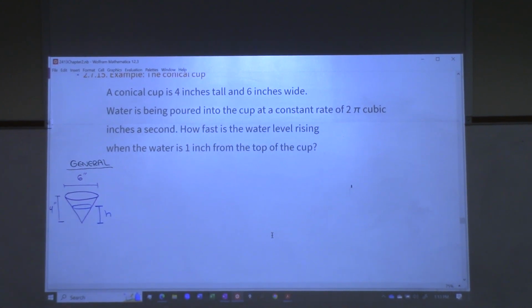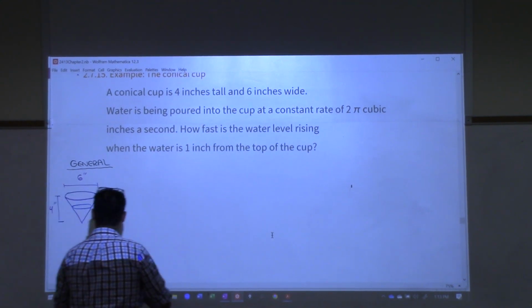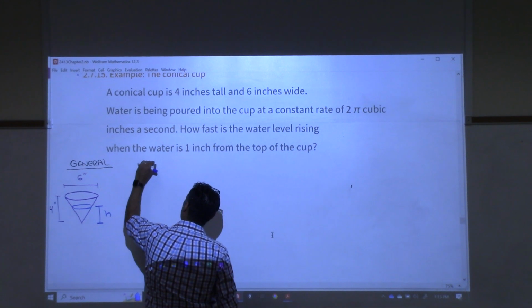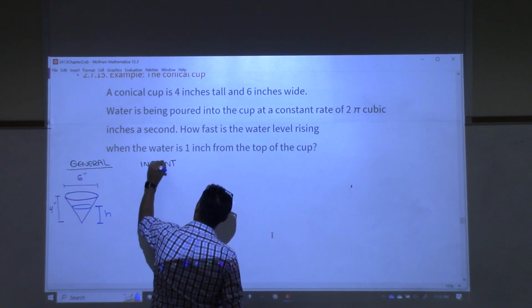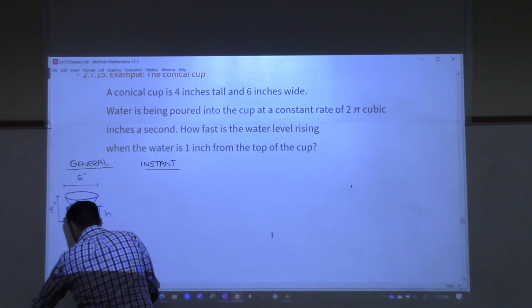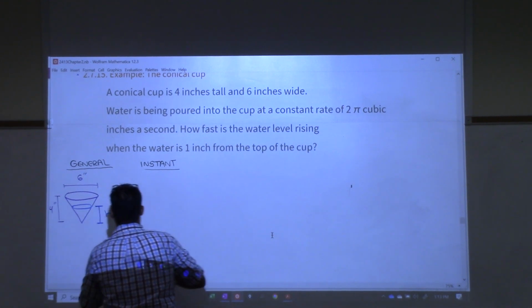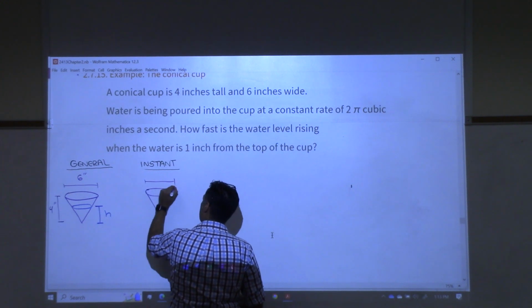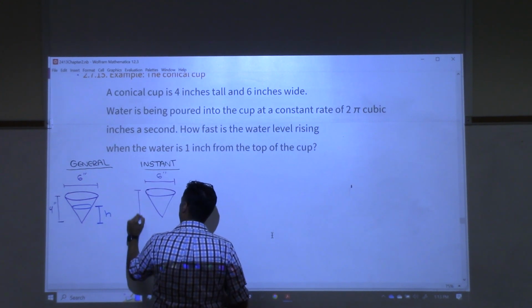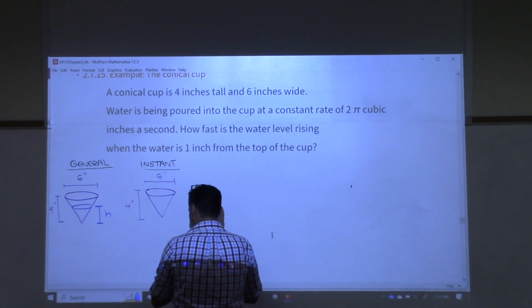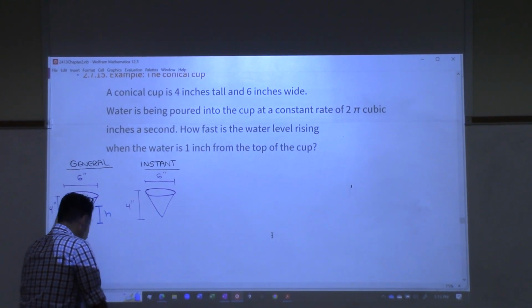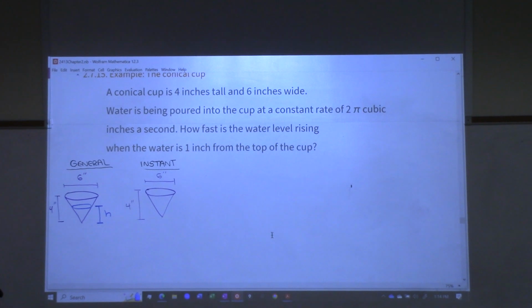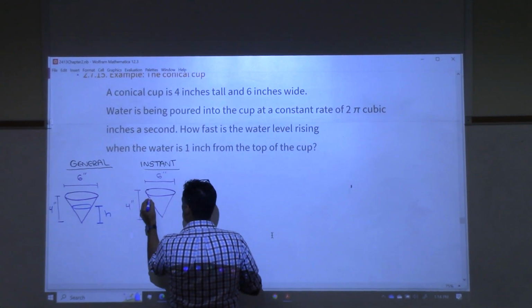All right, so that's my general picture. Let me draw the picture at the instant in time that we're talking about. At the instant we're talking about, we have our conical cup. That doesn't change. This is 6 inches. This is 4 inches. But here, my water level is what? At the instant we're talking about, 1 inch from the top, right? 1 inch from the top. It means my water level is up here somewhere.